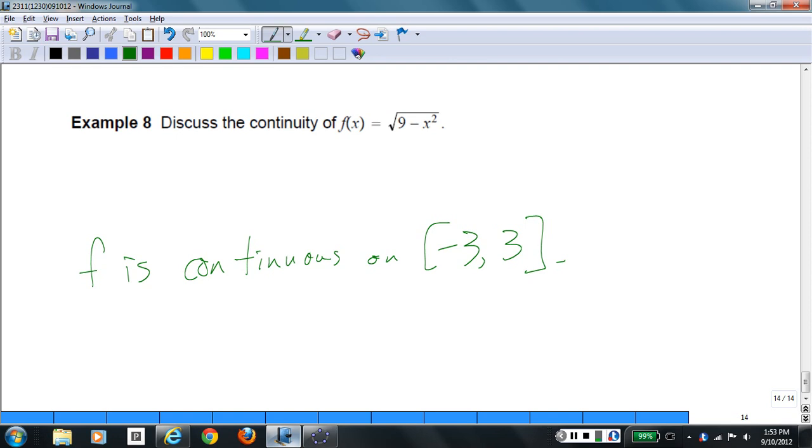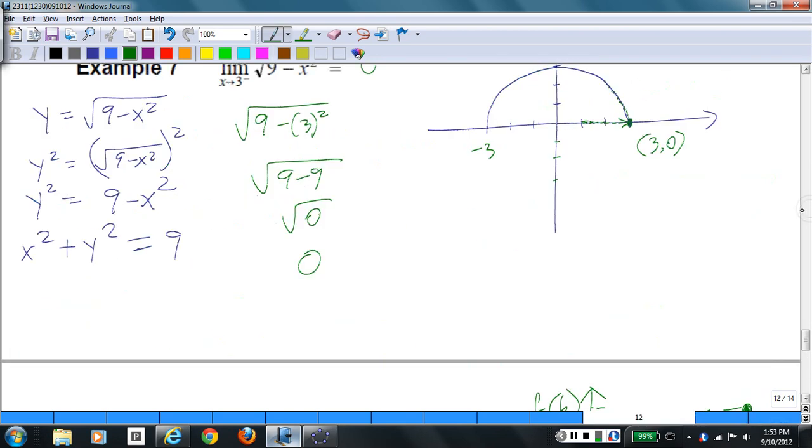And it's continuous from the right. Let me just look back at the picture. It's continuous from the right at -3 because the graph is approaching the point where it's defined to be there. And it's also continuous from the left because the graph is approaching the point that has that limit as its y coordinate. So it's continuous on that closed interval.